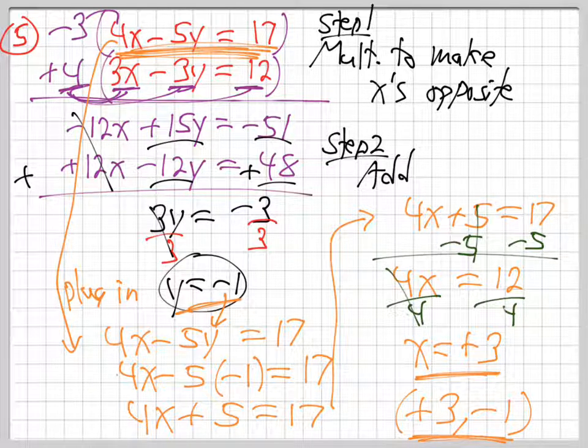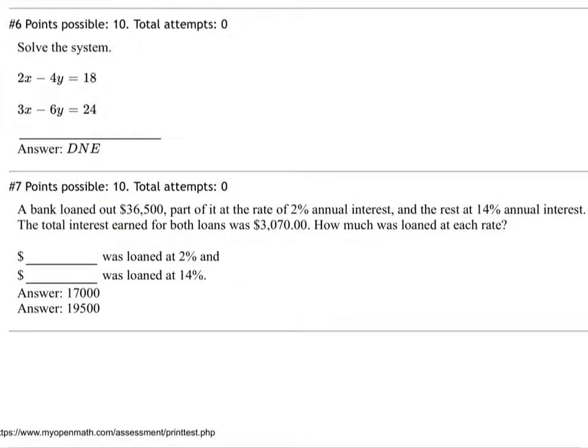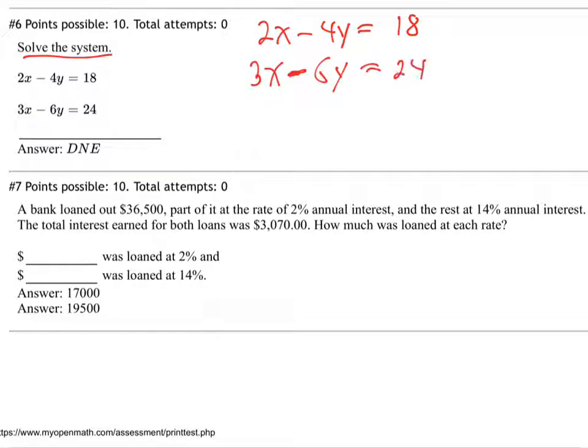Okay. Let's try number 6. So on number 6, same kind of question. Solve the system. We got to make opposites. So I'll take it right here. 2x minus 4y is 18. 3x minus 6y is 24.